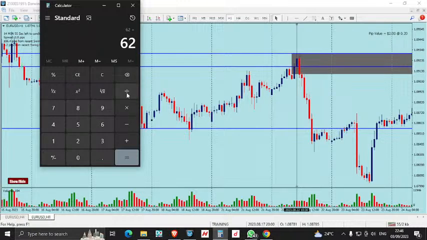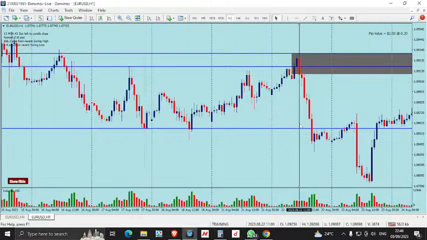62 divided by 13. Let's see what it will give. 4.7. So our reward is roughly 5 times our risk. So this single trade alone will give a huge amount. If it is somebody that is trading with 0.2, where each movement gives you $2, this $60 will now be around $120. Then your risk will be 24.